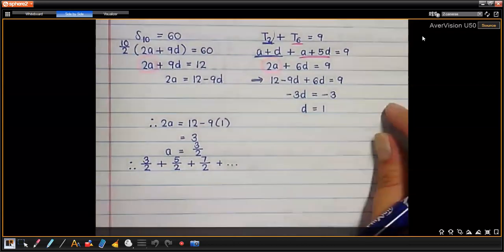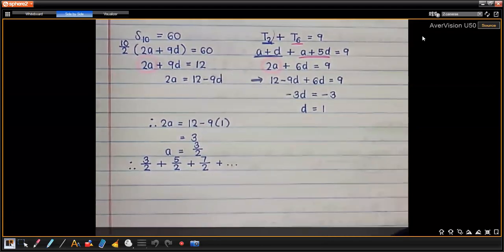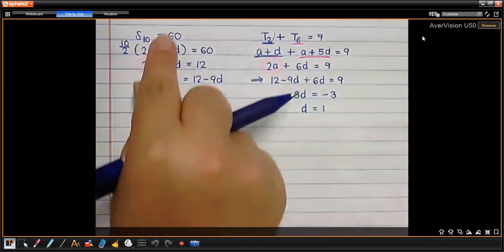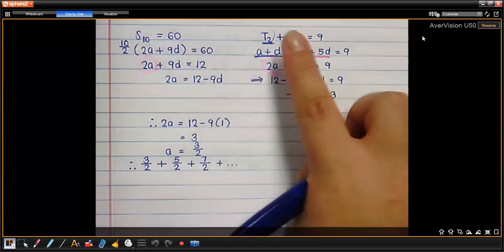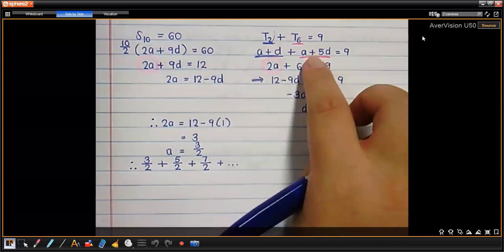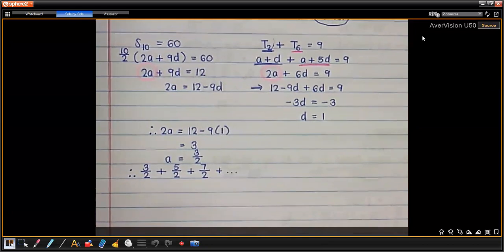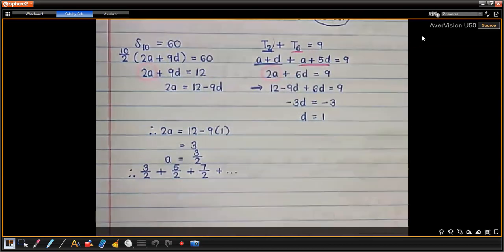Okay, so guys, now that we've added series, you need to be very careful. You need to look at the information that they've given you. If they're giving you the sum, then you use the sum formula. All right? If they're giving you a term, you use the term formula. Or like in this case, they've given you the sum of two specific terms, not the sum of term 1 to term 10. They're giving you the sum of term 2 and term 6. Then you need to use the term formula twice, and then work from there. But usually with these types of questions, you will end up having to solve simultaneously.